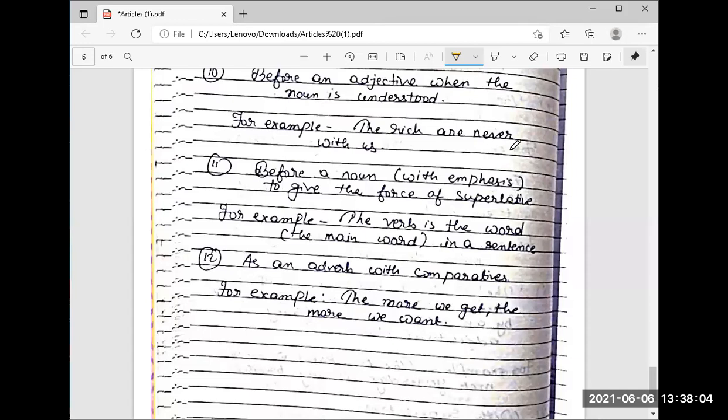So for example, the verb is the main word in a sentence, as an adverb with comparatives. अब ये comparatives क्या होता है? What is the meaning of comparative? What is the meaning of comparison? Which can be compared, madam. So comparative, when we use it, we compare two things.